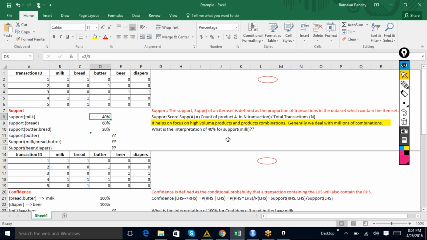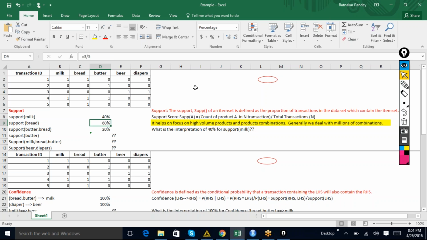Is this clear how we got the 40% for milk? Everyone, the support of milk is 40%. Vijender says yes. Okay. Devesh, Richa, Unmil, everybody, are you clear? Okay, so everybody's clear. So let's define the support for bread.